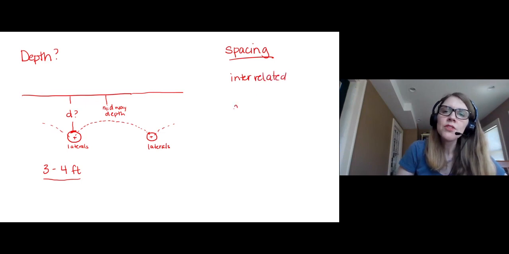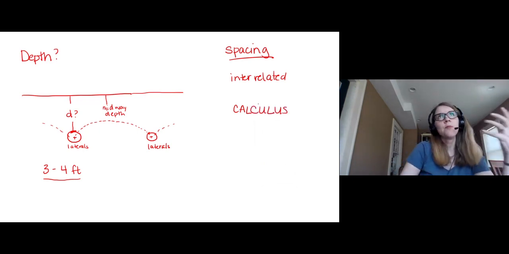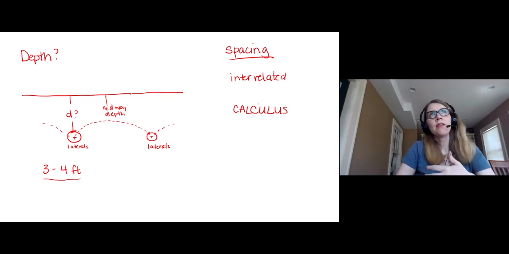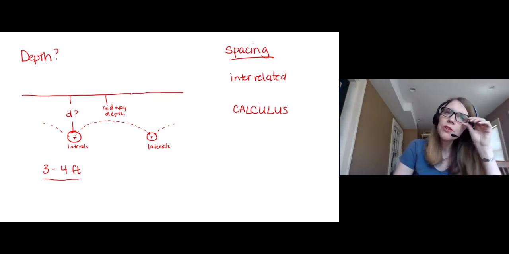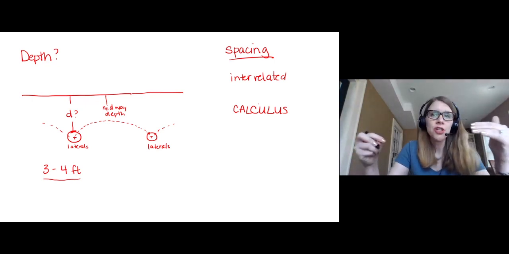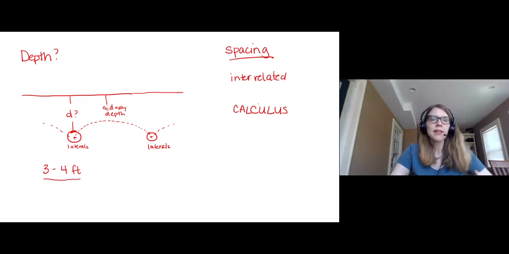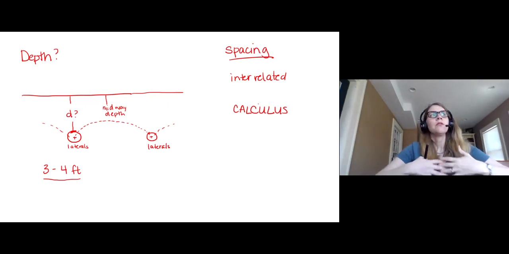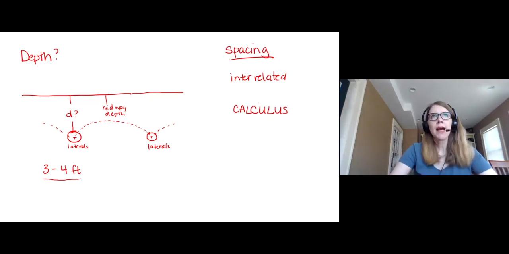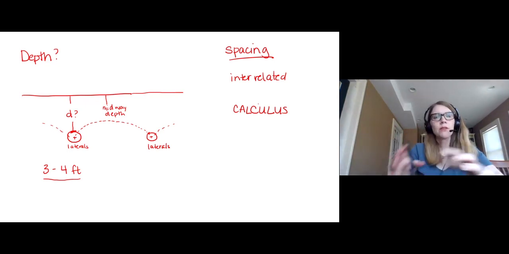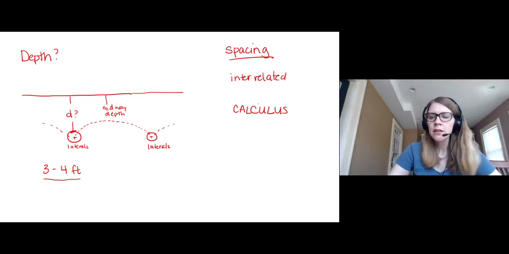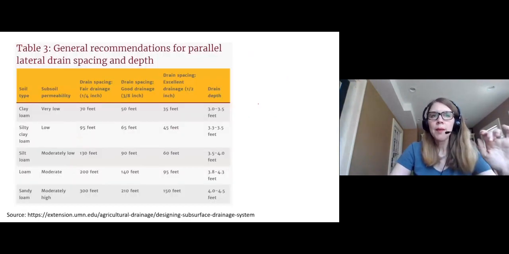And there's actually a whole bunch of math that relates depth and spacing and effective amount of drainage, but it's all calculus based, and most of the time people don't use it unless they are like a research engineer studying performance of subsurface drainage systems. More likely, people are using local expertise and guidelines that are based on soil type to try to come up with a good depth and spacing.